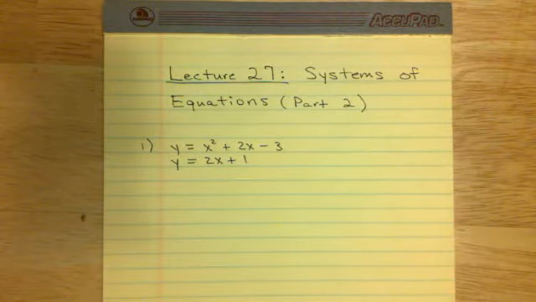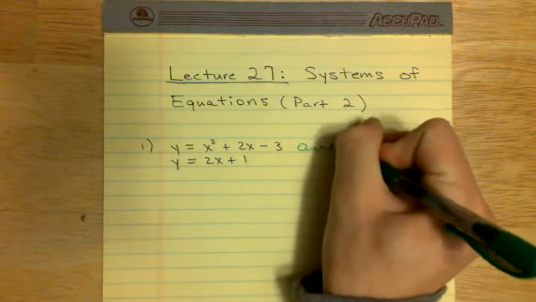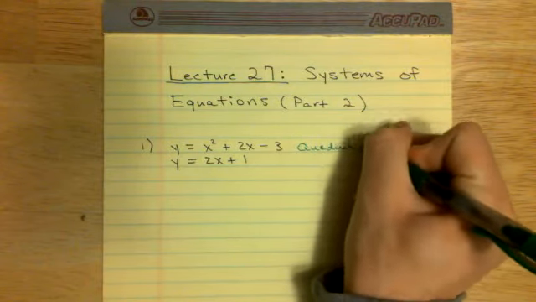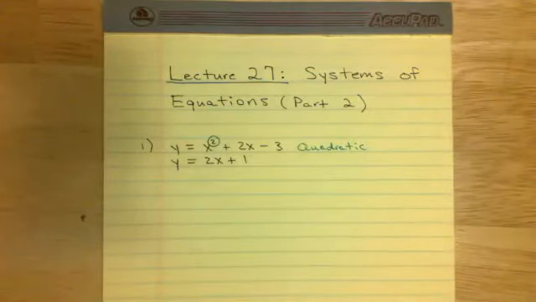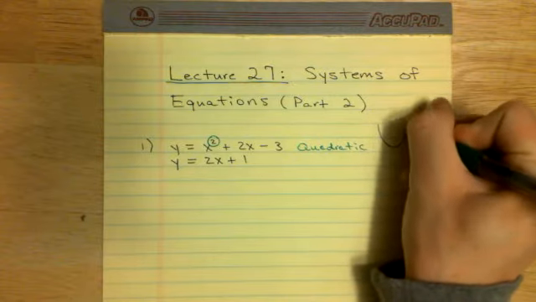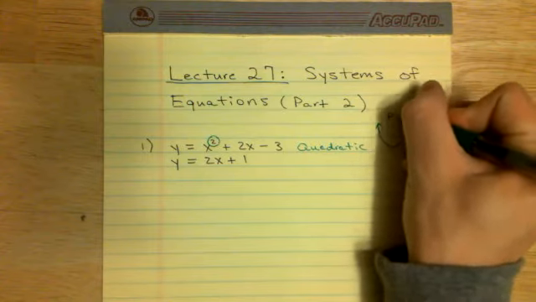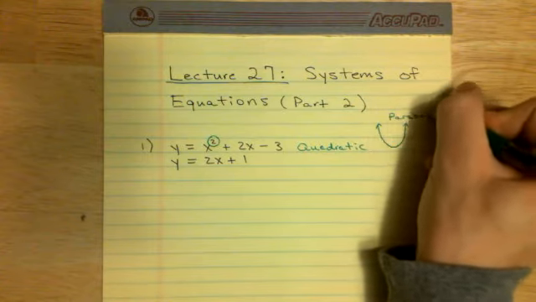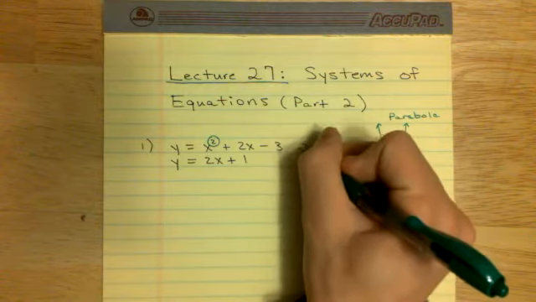So the top equation is going to be quadratic. The reason why we know that is because the highest exponent is 2. And what that means is when you graph it, you're going to get a U shape. And this is called a parabola. Now the bottom equation is going to be not quadratic, but linear.